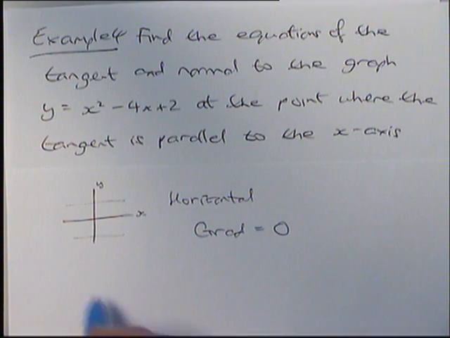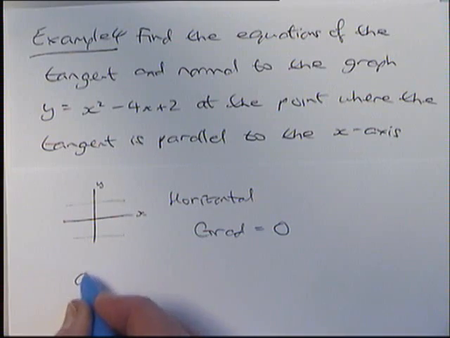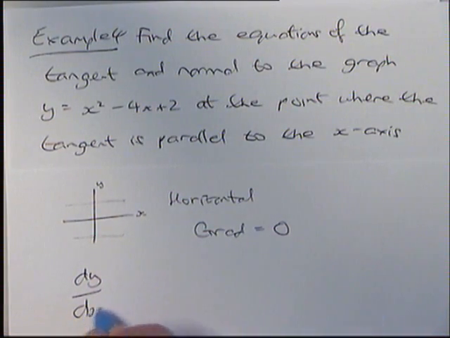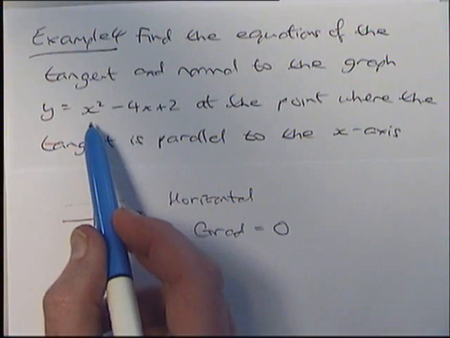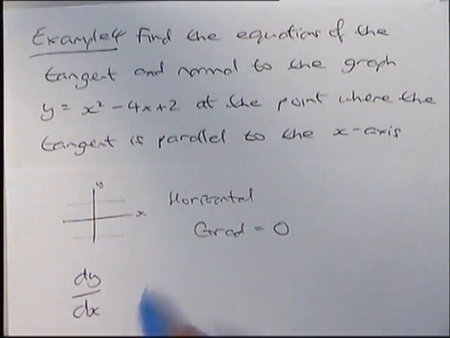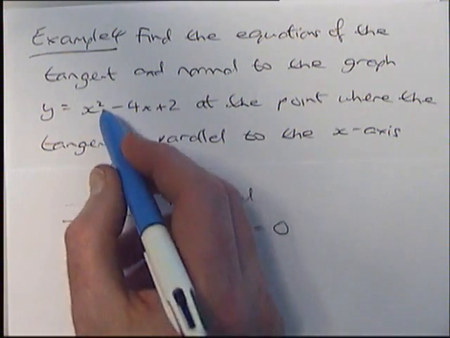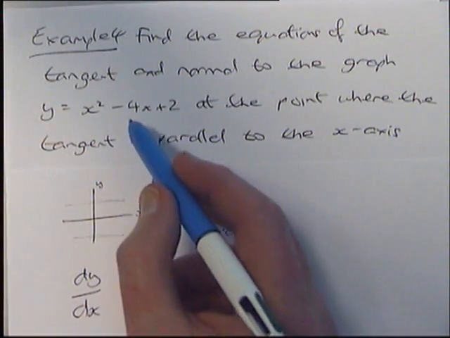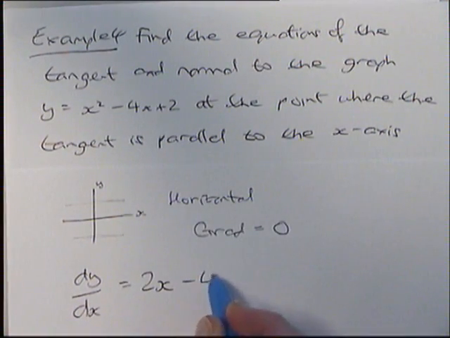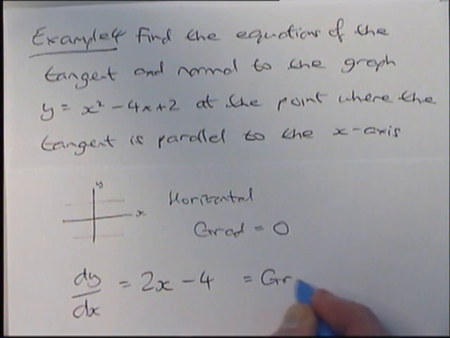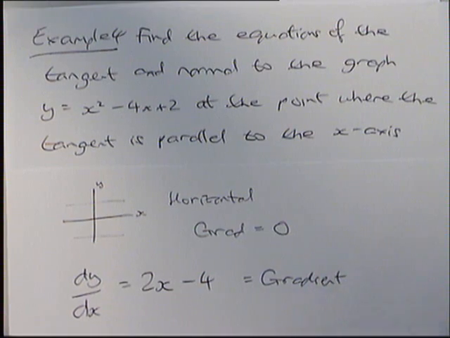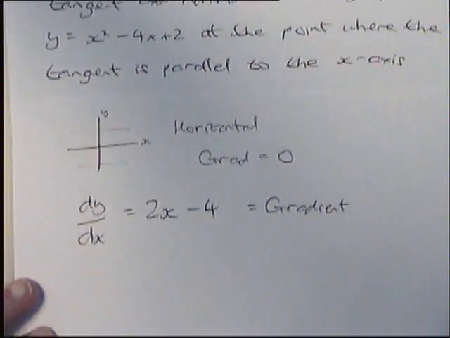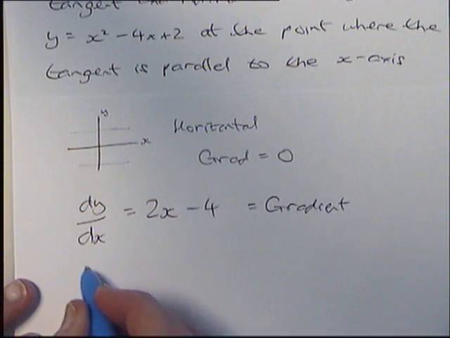As I said last time, the best way to start off on any of these questions is to find the gradient, which is dy/dx. Starting with x squared minus 4x plus 2, if we differentiate x squared, we get 2x, and if we differentiate the minus 4x, I get minus 4. So that is equal to my gradient. But hang on a minute, I said my gradient was equal to 0, and I said my gradient is equal to this. Well, that's the key thing. These two things must be equal to each other.